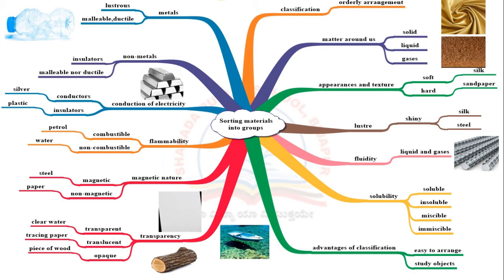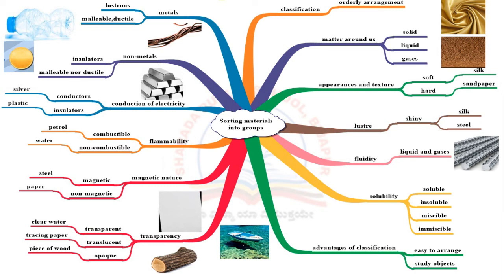Nonmetals can be solids, liquids, or gases. Most nonmetals do not shine. Non-metals are insulators as they are poor conductors of heat and electricity. They are neither malleable nor ductile in nature. Metals. Metals are generally solids except for mercury. They are shiny, we can call it lustrous. They are malleable and they are ductile in nature. Metals are good conductors of heat and electricity. They allow heat and electricity to pass through them.